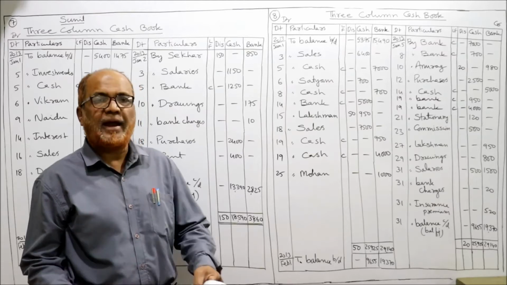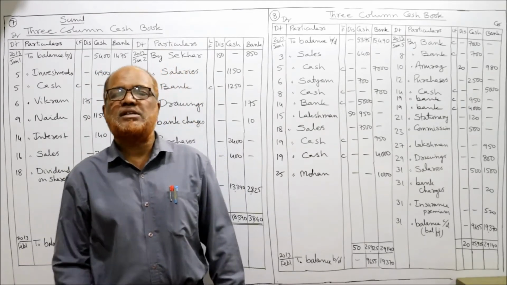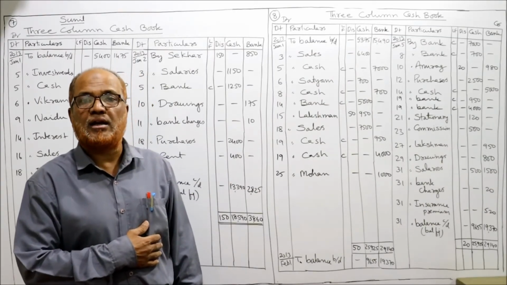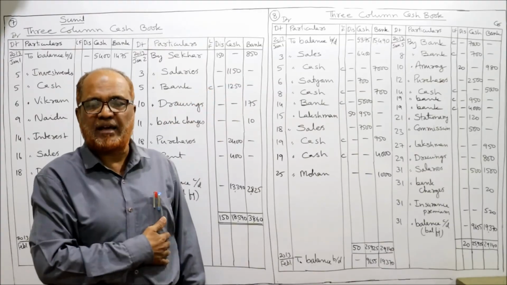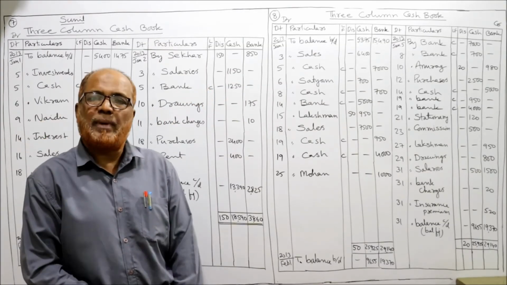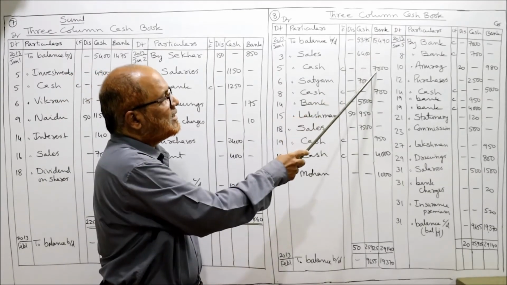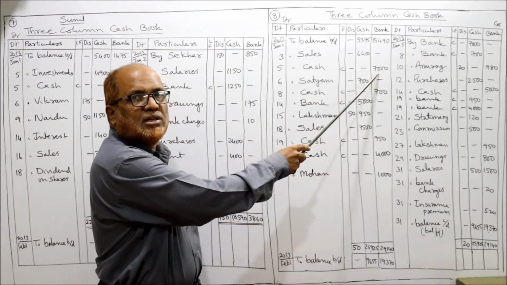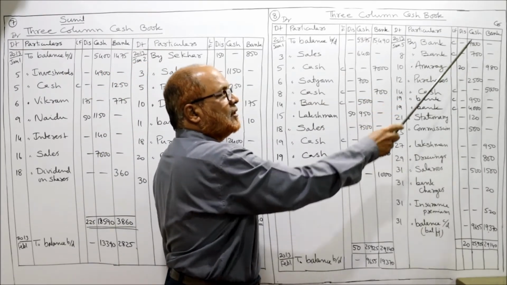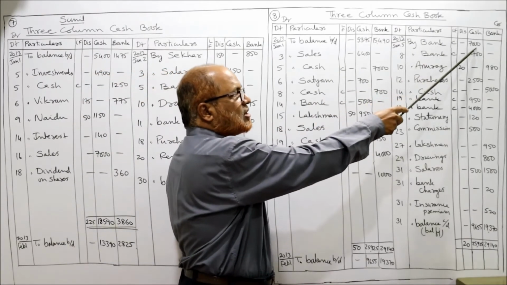5th Jan, paid into bank 7,000. Paid into bank 7,000 means cash deposited in bank. It's a contra entry. Cash deposited in bank is a contra entry. Bank account debit to cash. So bank should be debited 7,000. So here you can see bank is debited 7,000. The same 7,000 cash is credited. Credit side cash 7,000. So 7,000 bank debited and 7,000 cash credited.